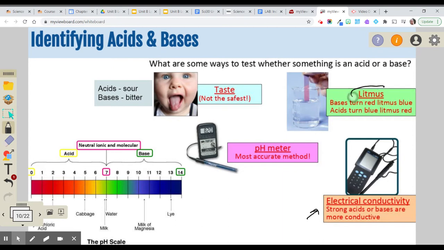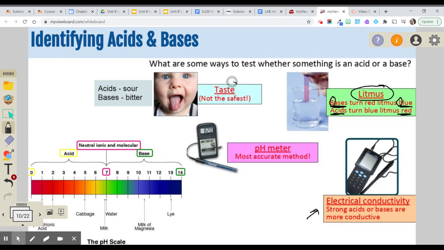You probably used litmus paper in grade 10 or grade 9 at some point. If you test a base with litmus, it'll either turn blue or stay blue, whatever litmus paper, doesn't matter. And if you're testing an acid, it'll turn red. So you may have learned that bases turn litmus blue, and acids turn it red.